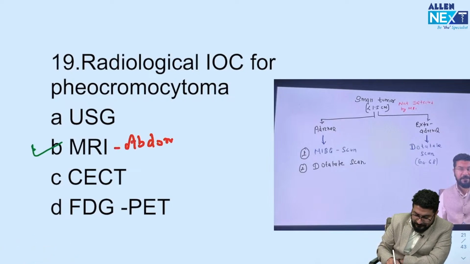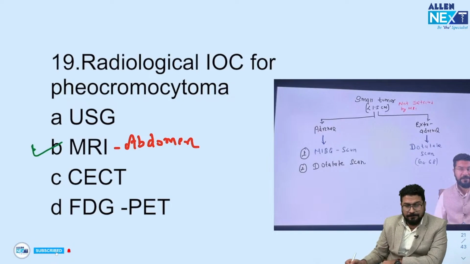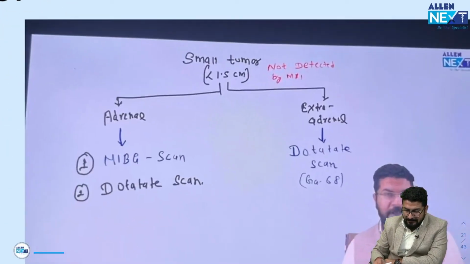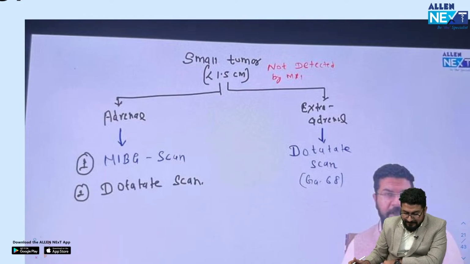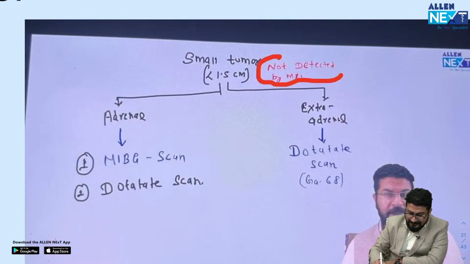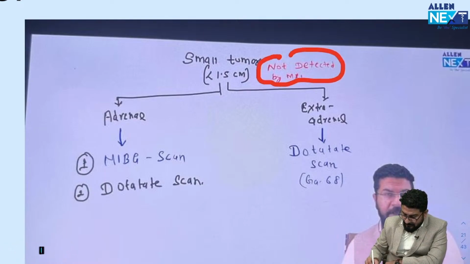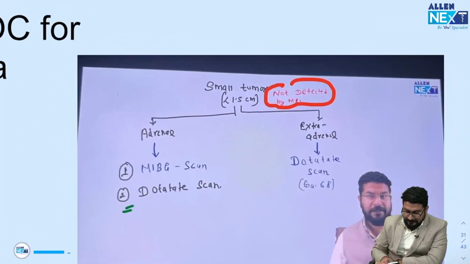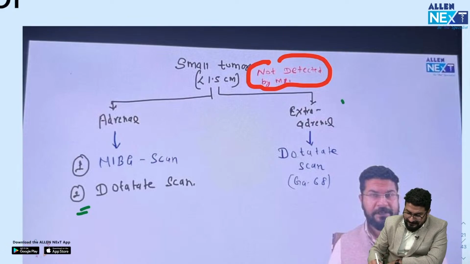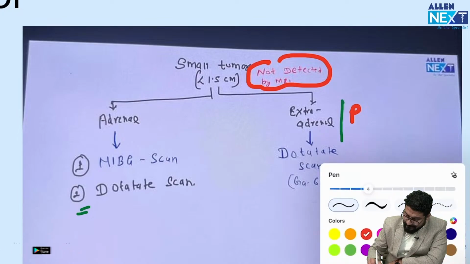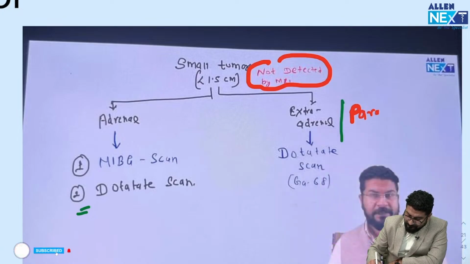But if the tumor is small, less than 1.5 centimeters, it is not seen on MRI. In that case, we can do an MIBG scan or a DOTATATE scan. Is it clear? Even for extra-adrenal pheochromocytoma, which we call paraganglioma, we straight away go for a DOTATATE scan. So this thing also we have discussed.